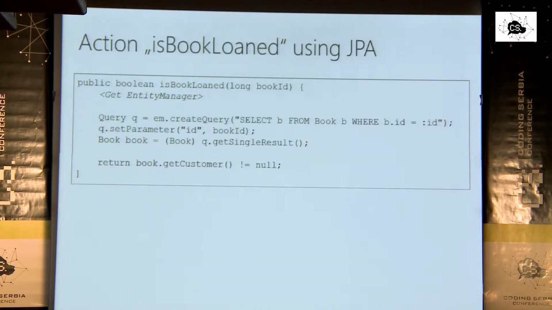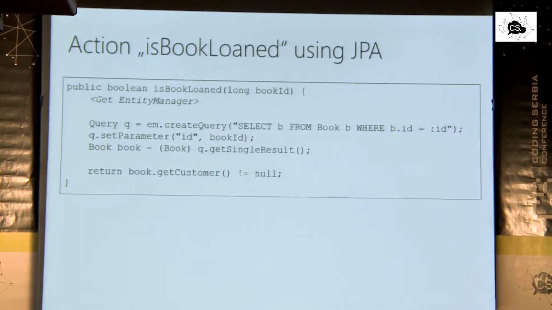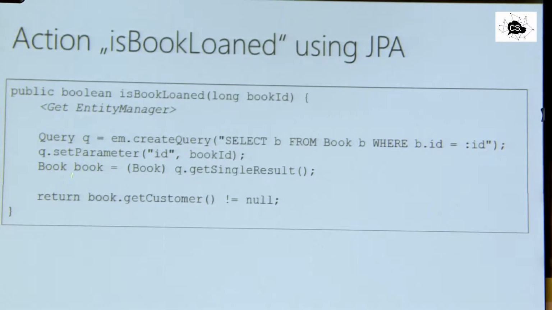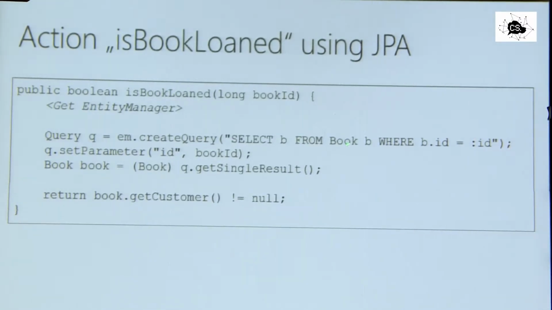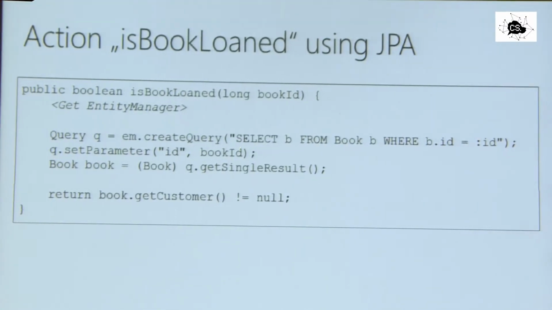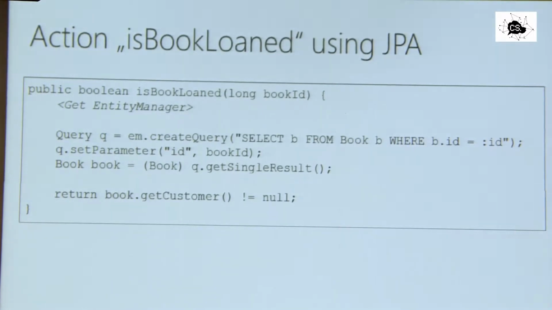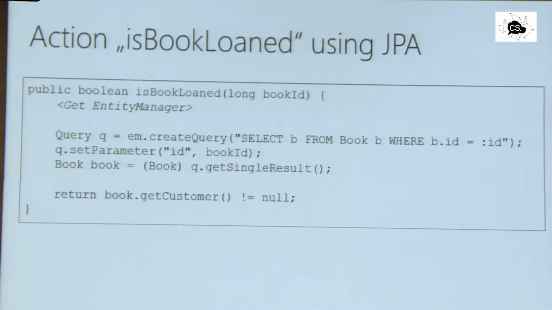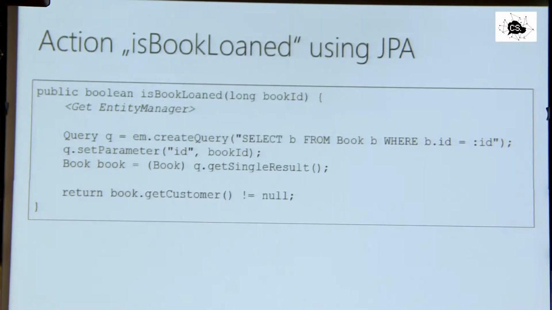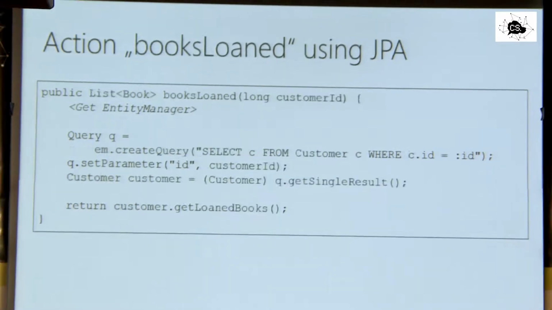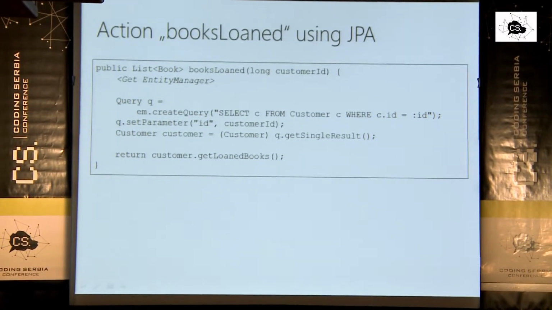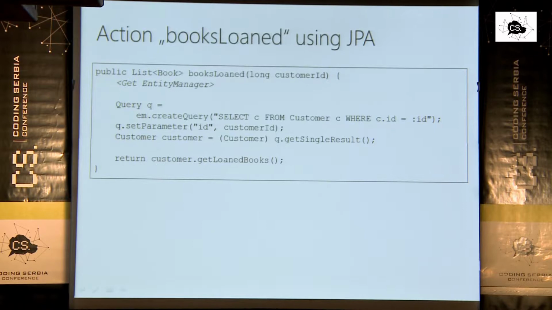Then if we look for a loaned book, we just create a query in some kind of an SQL dialect here, where we say, yeah, we want to find the book with the right ID here, and we get the result, and then we can just operate on the result we've got. Yeah, so is the customer set or not? Yeah, true or false, that's it. Again, no magic.